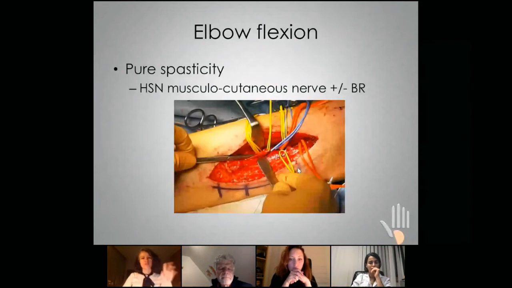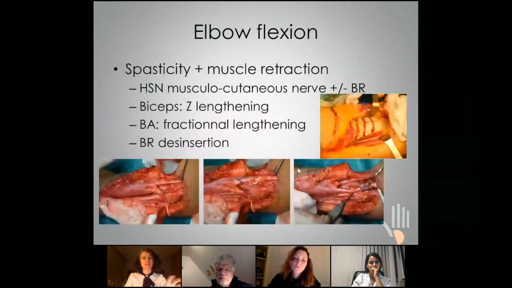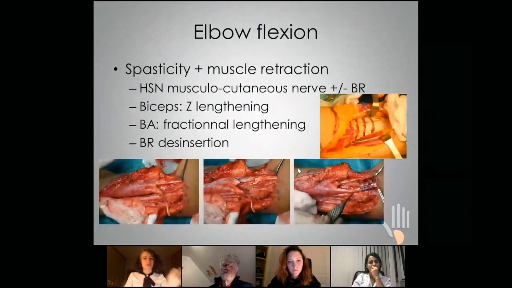And if we have a pure spasticity, which decreases with the botulinum toxin and without any retraction after the release of the spasticity, then we can do only the hyperselective neurectomy, as Caroline Leclerc described previously. If we have spasticity and muscle retraction, then we will do the hyperselective neurectomy of the musculocutaneous nerve and of the branch of the brachioradialis, and also muscle lengthening.